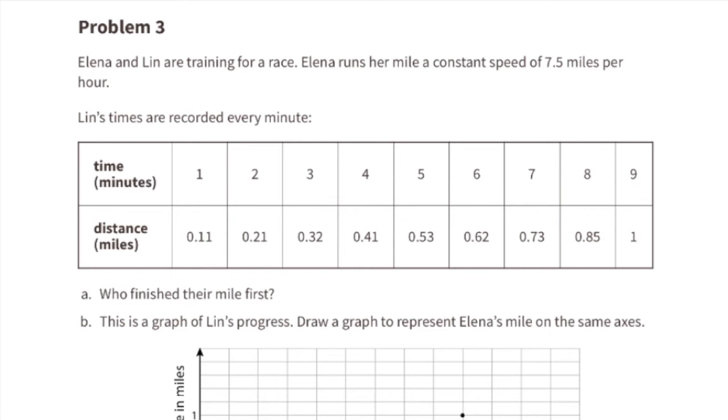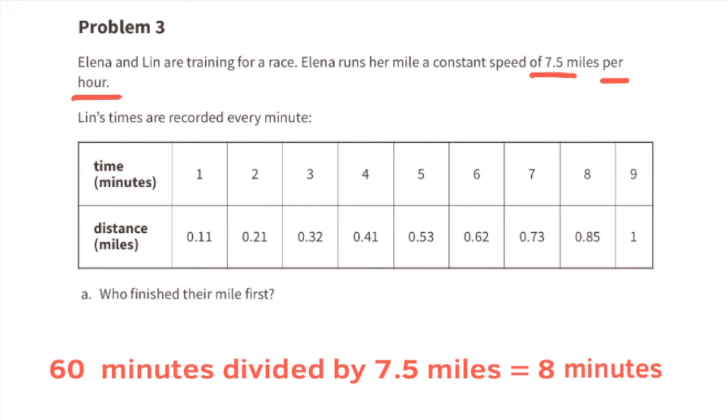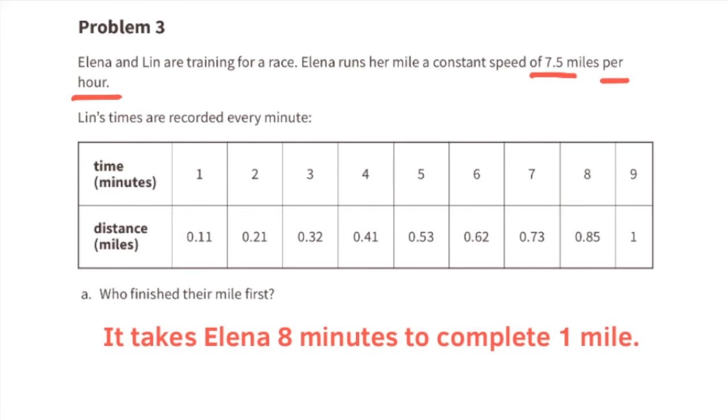Problem number 3. Elena and Lynn are training for a race. Elena runs her mile at a constant speed of 7.5 miles per hour. Lynn's times are recorded every minute. A, who finished their mile first? 60 minutes divided by 7.5 miles equals 8 minutes. It takes Elena 8 minutes to complete 1 mile.